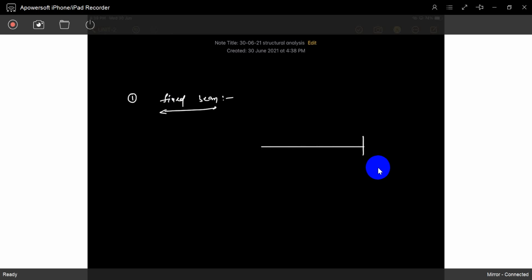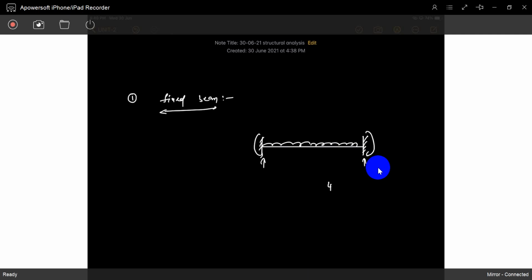It's a fixed beam with some different vertical load. Anything vertical load is there, so no horizontal load. For the vertical load, we get vertical reactions, and moments are also arising at the fixed ends. So it has four reactions.